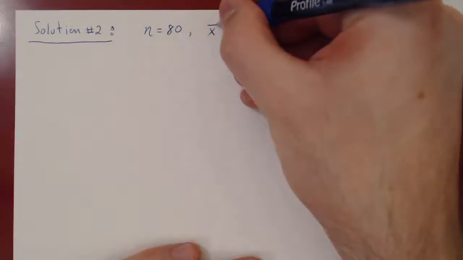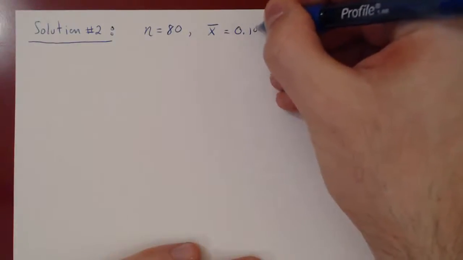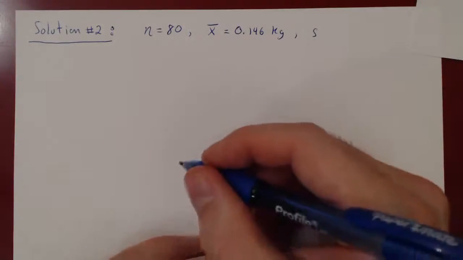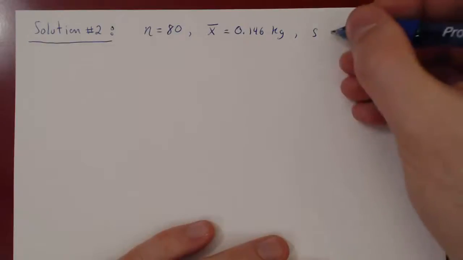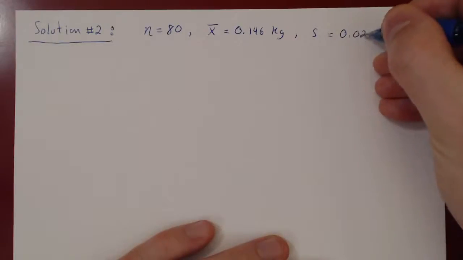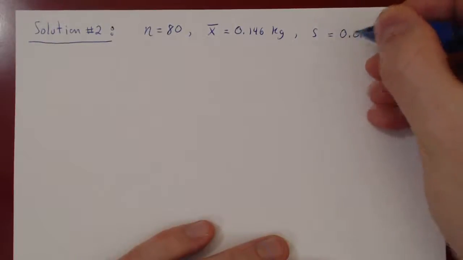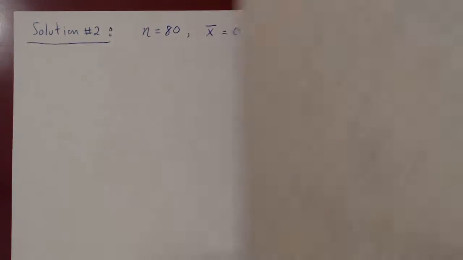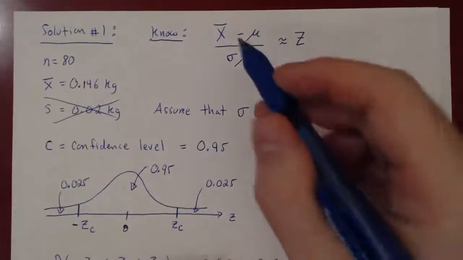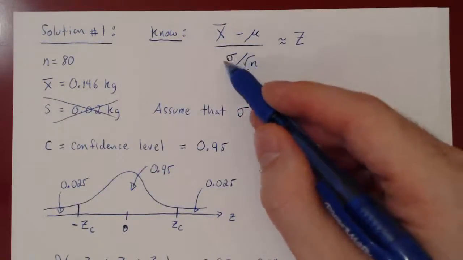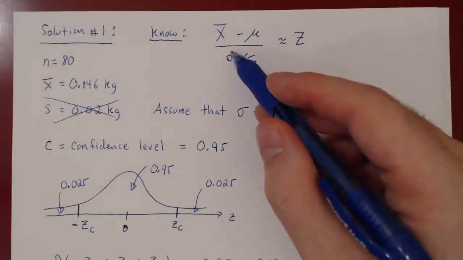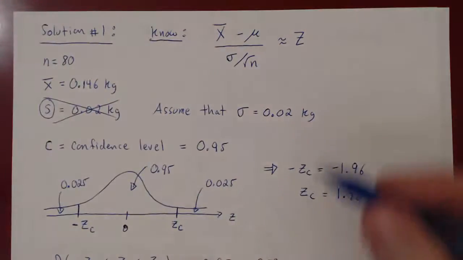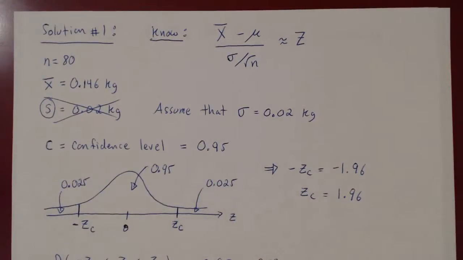We found a sample mean weight of 0.146 kilograms. We found not the true deviation, but the sample standard deviation to be 0.02 kilograms. And we had our statistic, which was the following. If you remember, it was x bar minus the mean over sigma over root of n. And we are going to replace now sigma by the actual sample deviation and ask what will be our new distribution.